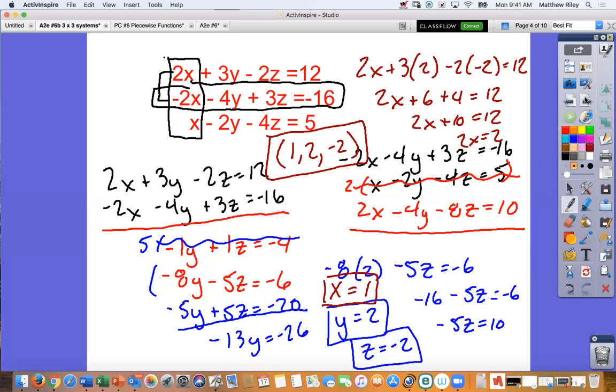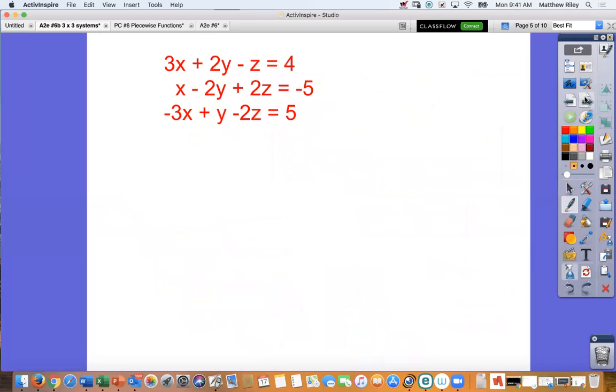Now, let's let the debate rage. I want you guys to try this on your own. I bet we're not going to get any agreement on which variable is easiest to cancel out. So choose. Which one do you want to cancel? The x's, the y's, or the z's? Take a second, write it down, and then try that first step on your own.